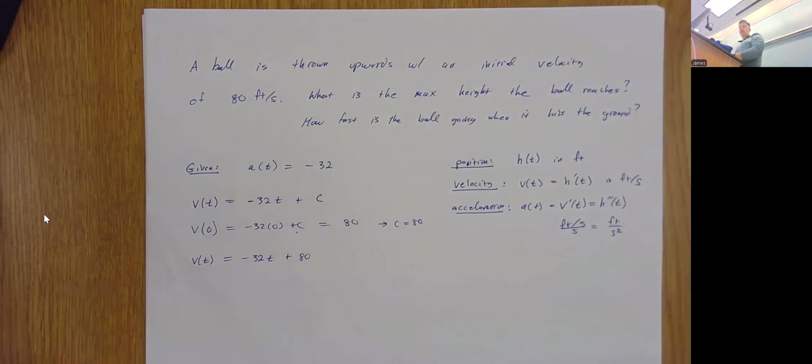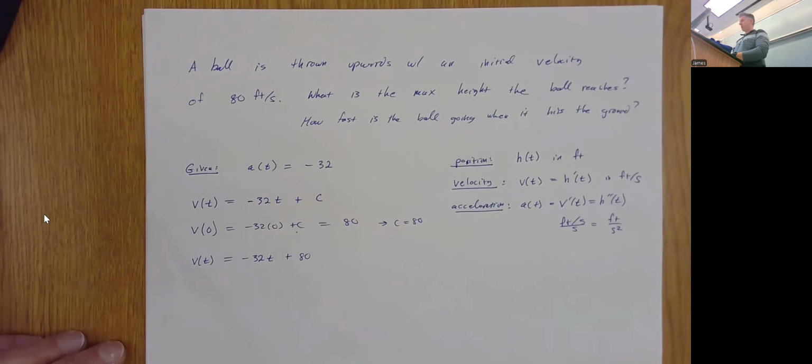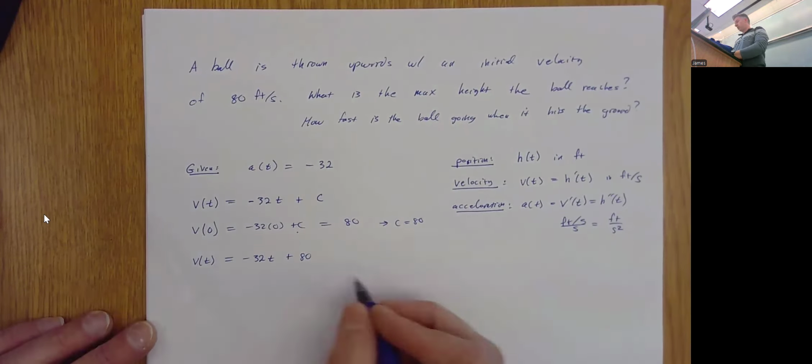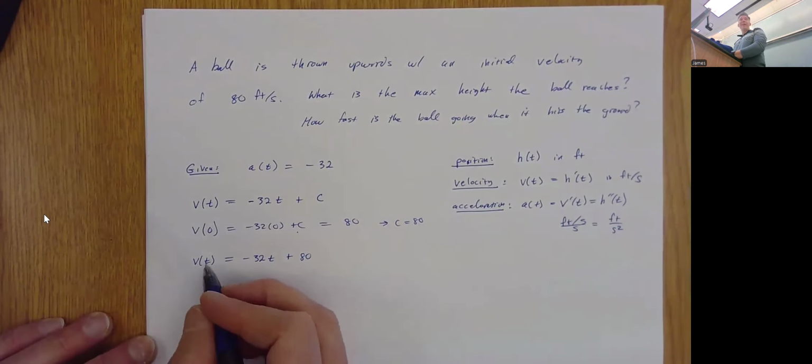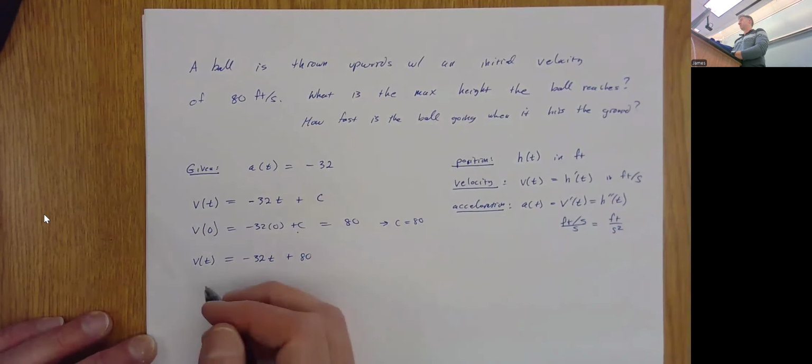So when we throw it, the ball is going 80 feet per second, and then a second later it's going 48 feet per second, and a second later it's going 16 feet per second, and a second later it's going negative 16 feet per second. So at some point between like 2 and 3 seconds, it's going to change directions and start going downwards. I still think we should find the height function before we do anything else. So let's find the antiderivative of velocity to find the height function.